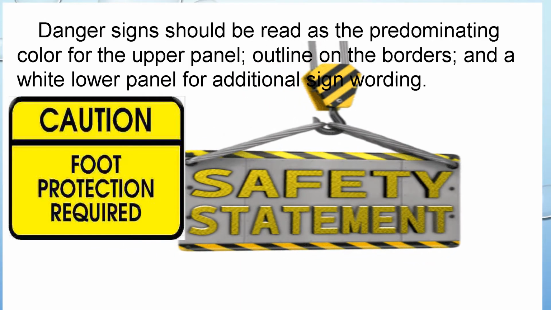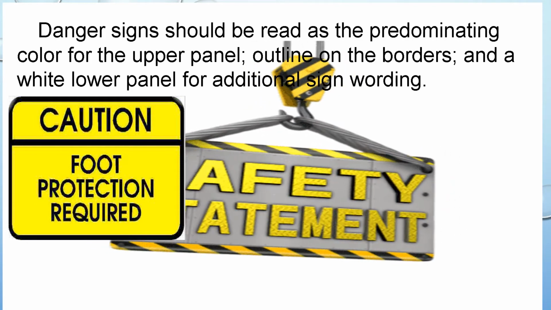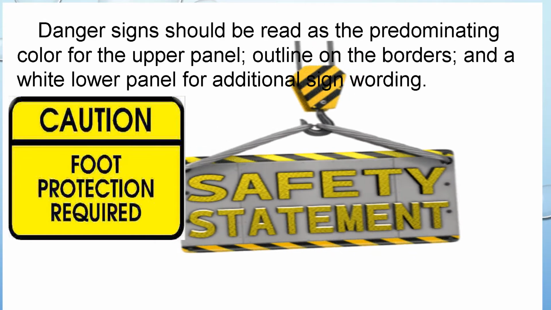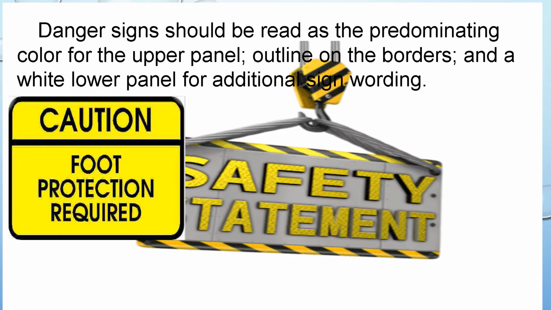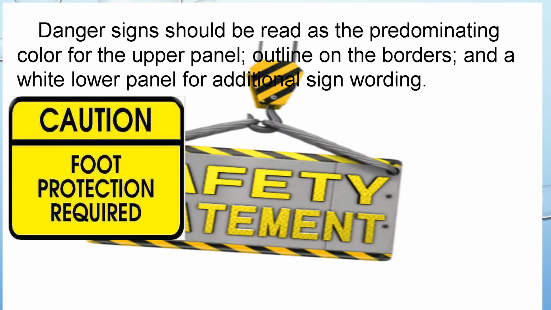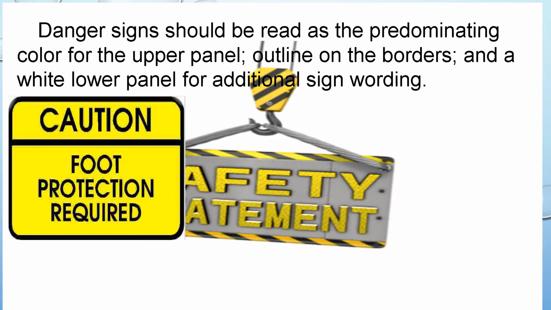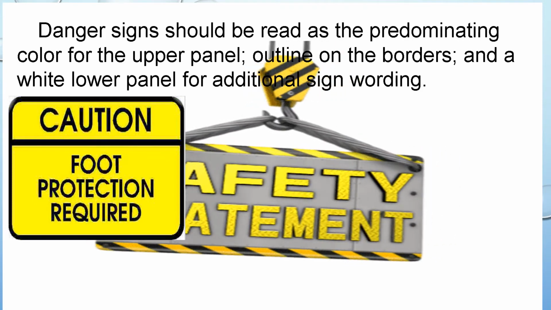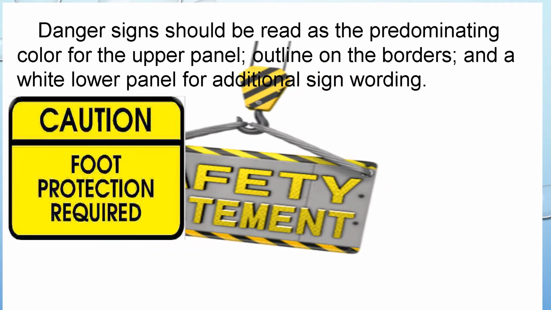Danger sign should be read as the predominating color for the upper panel, outlined on the borders, and a white lower panel for additional sign wording. As you can see in the picture below, that is the danger sign. Caution, foot protection required.